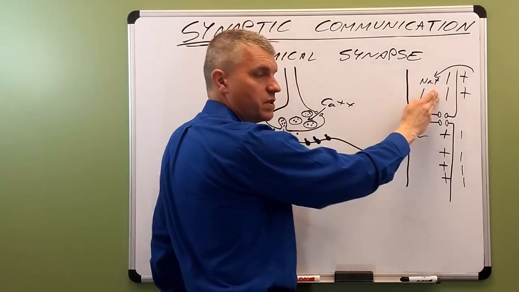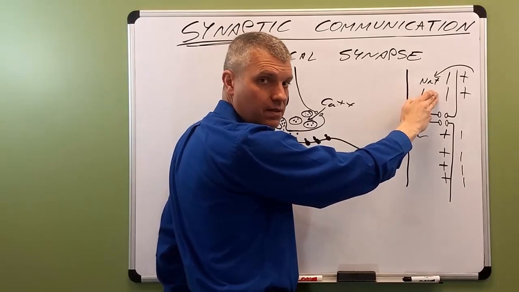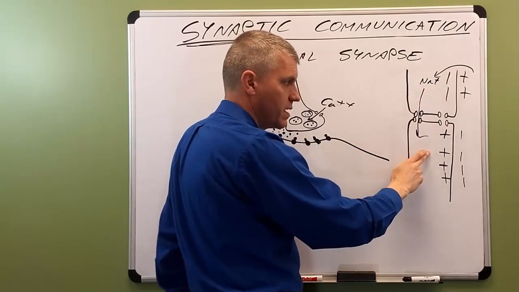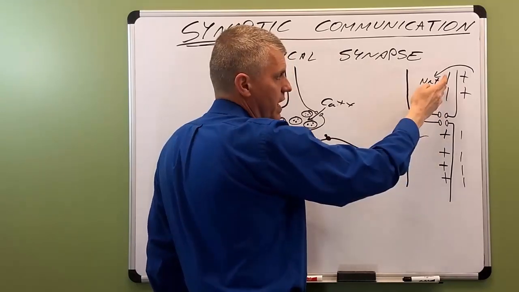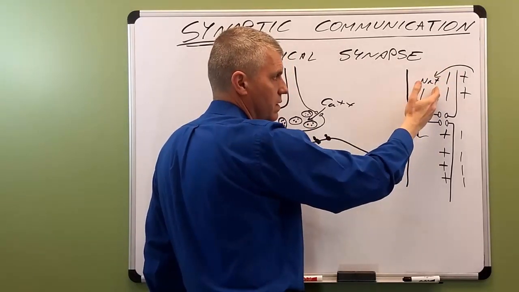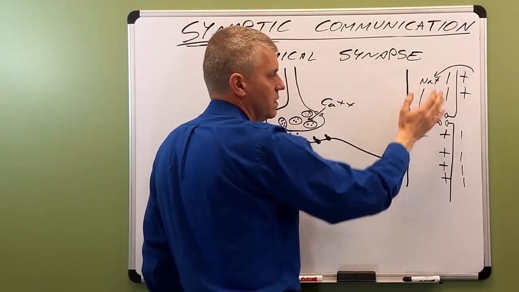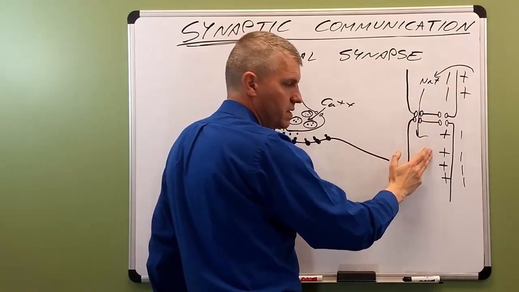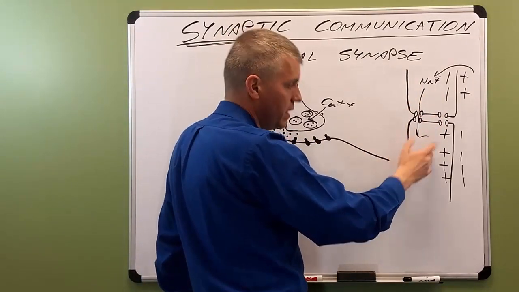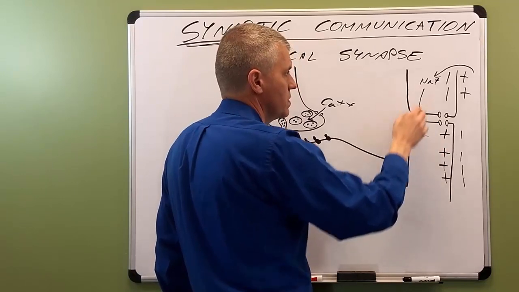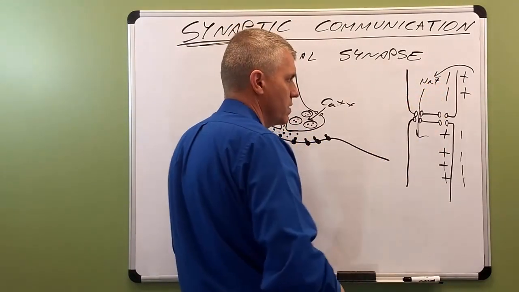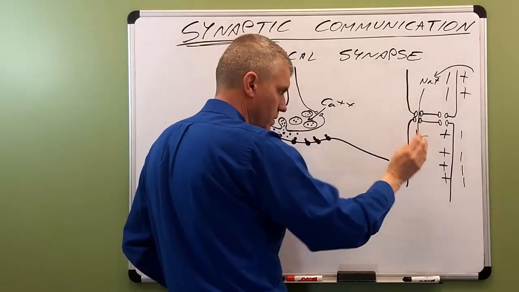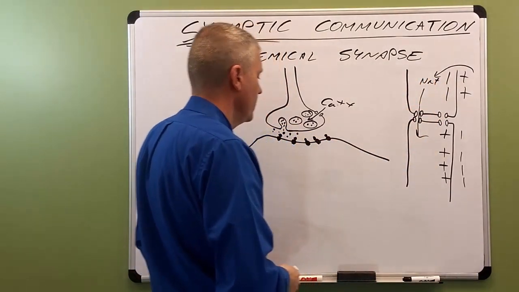Other big differences for the electrical synapse: whatever charge change this first cell underwent, this next cell is going to undergo the same type of charge change. In this case, positive charge came into this cell and caused an action potential. Positive charge is going to come into this next cell as well and cause an action potential. So basically with an electrical synapse, whatever charge change occurred in this first cell, it's going to happen to the second cell as well.